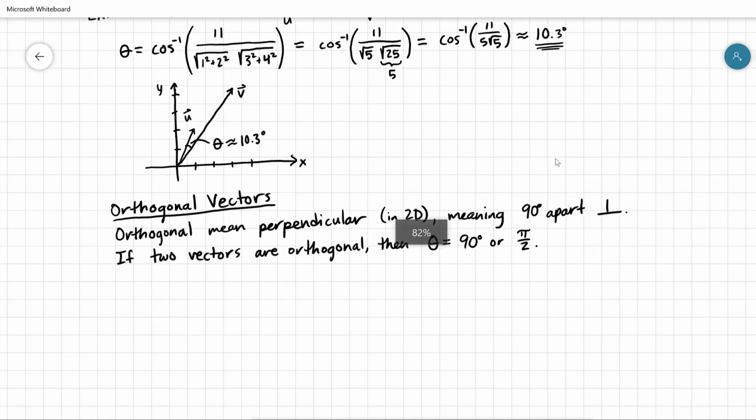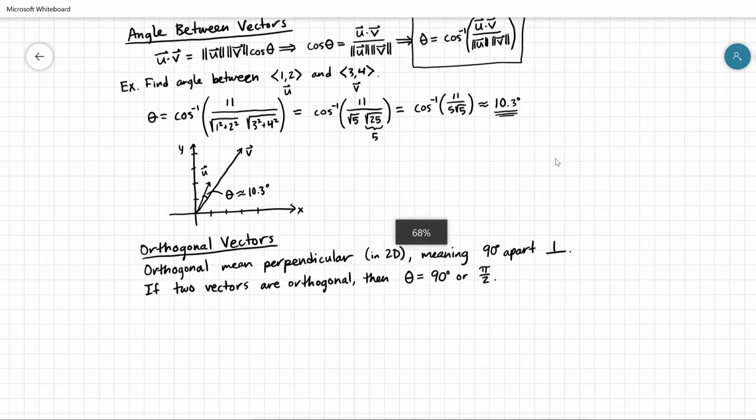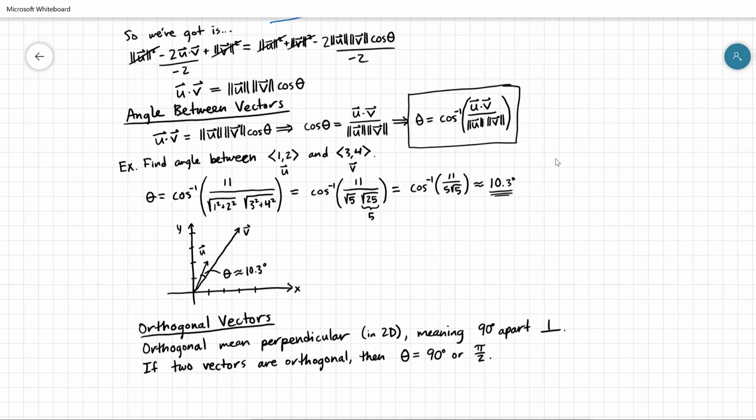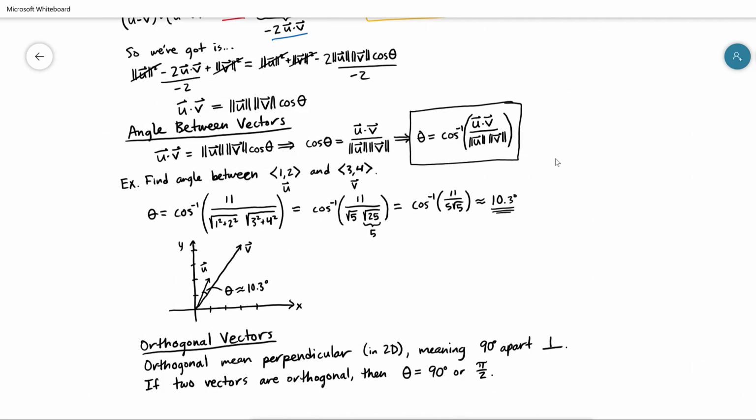Going back to the result that we had up here, we've defined the dot product geometrically as involving the magnitudes of the vectors times the cosine of the angle between them. If we have orthogonal vectors, where that angle between them is either 90 degrees or pi over 2, what is the cosine of pi over 2? That's the angle that points straight up. Cosine is the x-coordinate. Cosine of pi over 2 is 0.